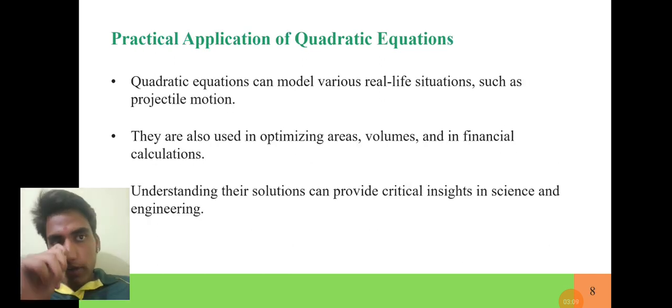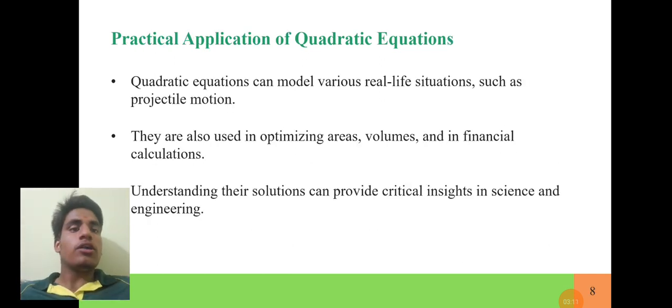Practical applications of the quadratic equation. Quadratic equations can model various real-life situations such as projectile motion. They are also used in optimizing areas, volumes, and in financial calculations. Understanding the solutions can provide critical insights in science and engineering.